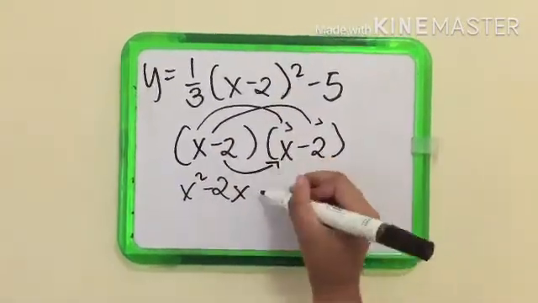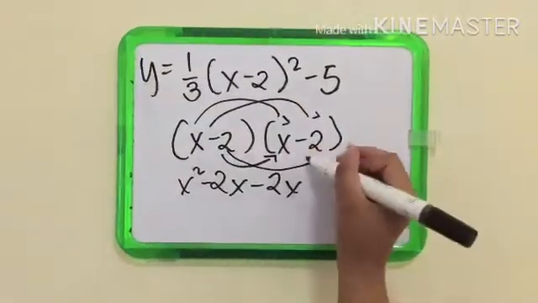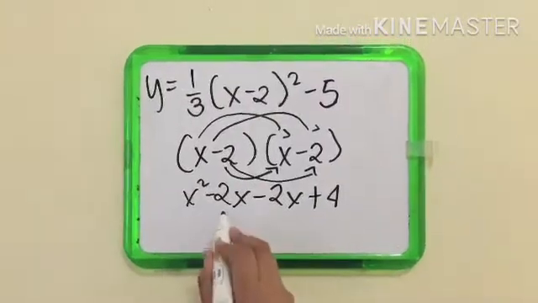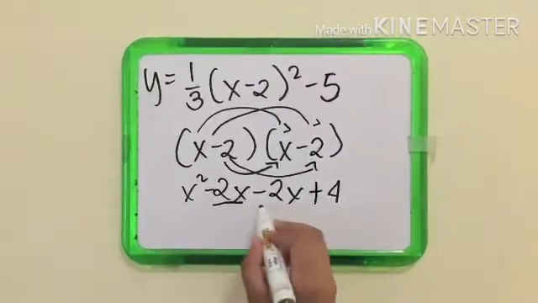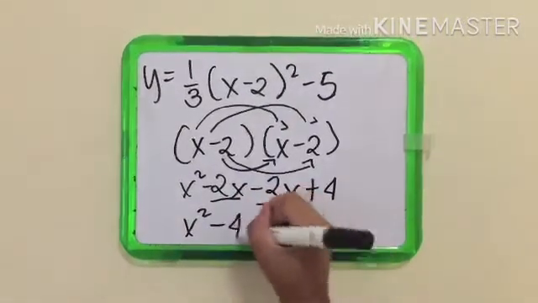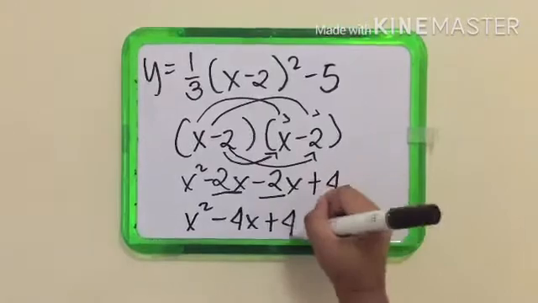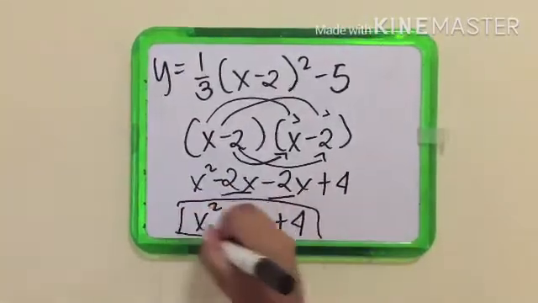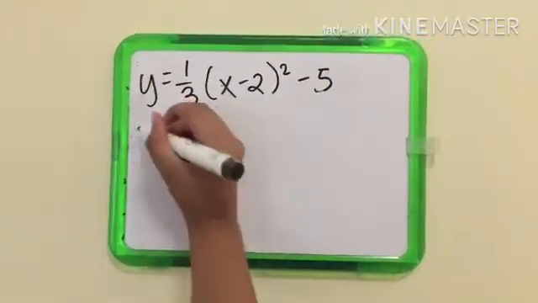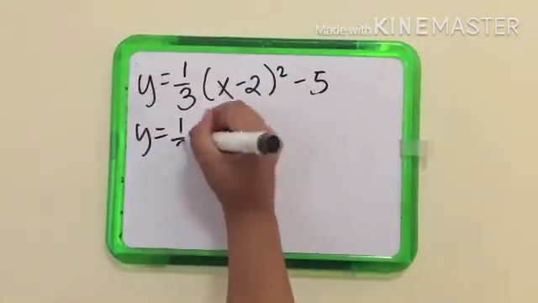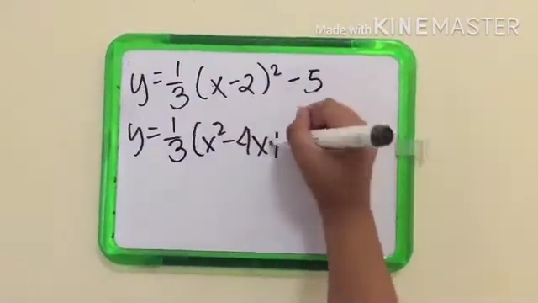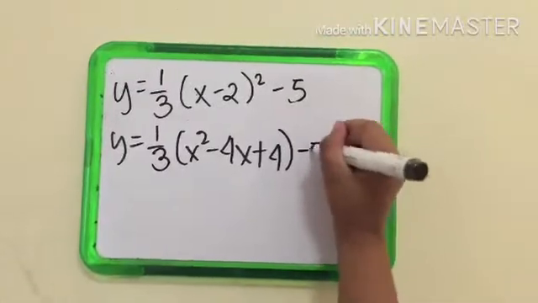In our outer term, we have negative 2x, and our last term is positive 4. We add the like terms, negative 2x and negative 2x, so we copy x squared and have negative 4x plus 4. This is our trinomial for (x minus 2) squared. So we have y equals 1/3 times (x squared minus 4x plus 4), and don't forget the negative 5.